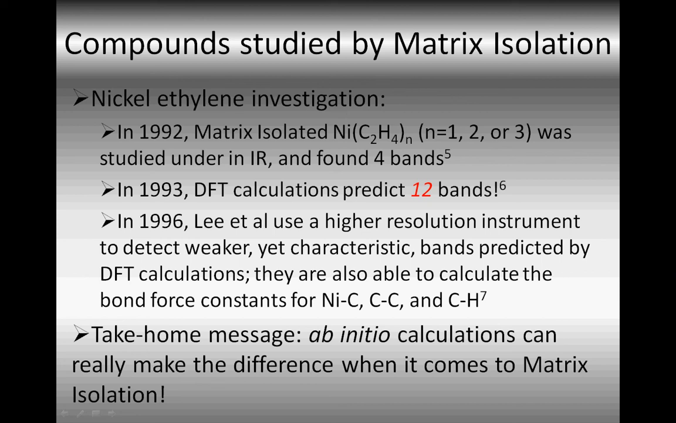So this example really shows how important doing your own ab initio calculations can be whenever you're doing matrix isolation studies. So instead of this big long process where you may not know what to look for if you don't do these calculations, if you have all that data ready when you do your experiment, you're going to be in a lot better shape when you publish.